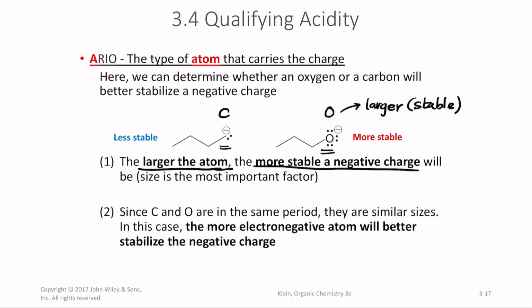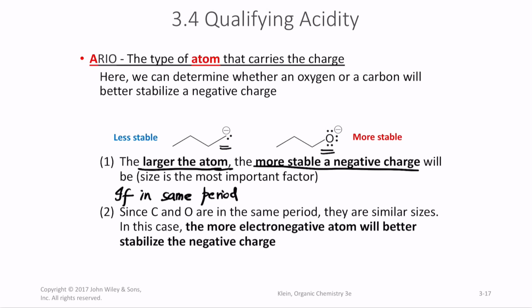Now the problem is you cannot determine the size easily when you are in the same period. So we add a second condition: if in the same period, because the size difference is not that high, choose the atom with higher electronegativity. Remember this again: when you are choosing between two atoms in the same period, don't use size as the factor, because the size difference is really small.